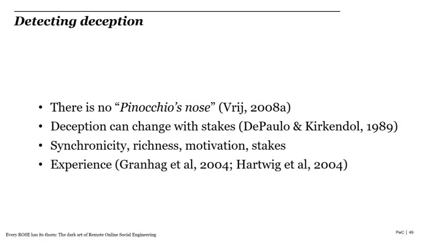Unfortunately, as one researcher I think quite nicely puts it, there's no Pinocchio's nose. There's no 100% reliable indicator that someone is lying, either in person or online. Because deception can change with what's at stake, it can change with the synchronicity and richness of the medium that's being used, it can change with the motivation of the liar, so how motivated they are to avoid detection. And it can also change according to the liar's experience, so how good they are at lying and how much practice they've had at it.